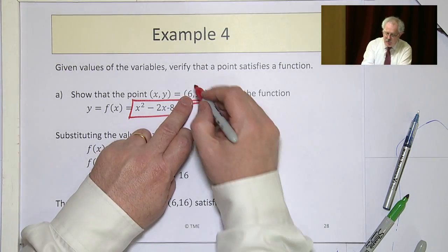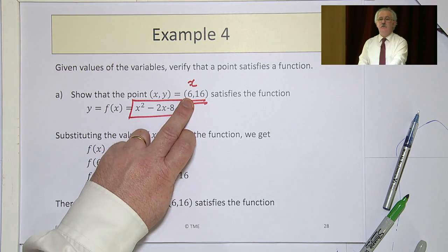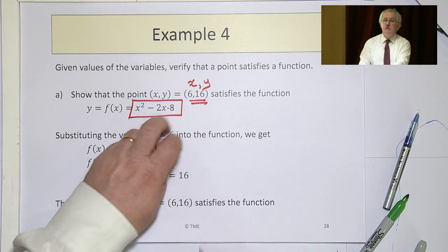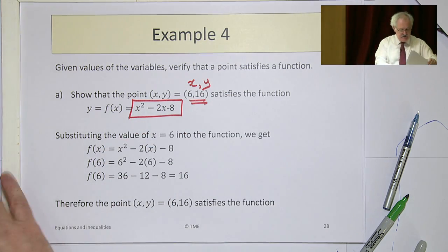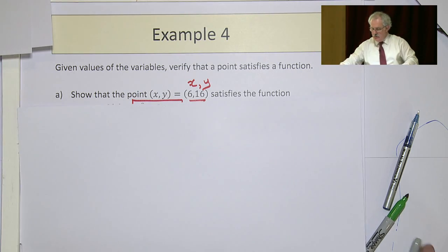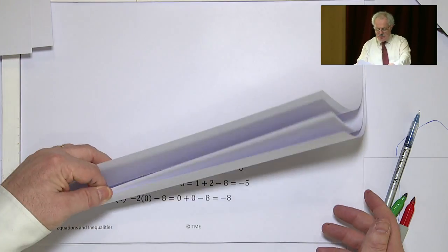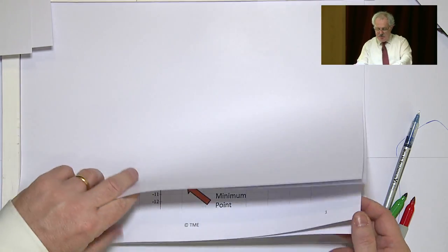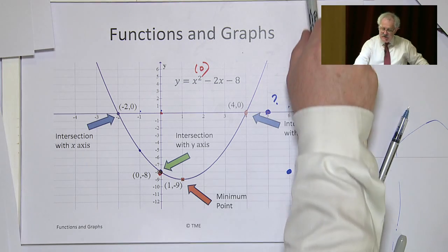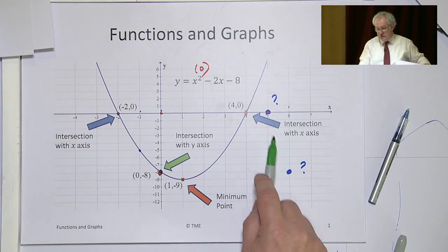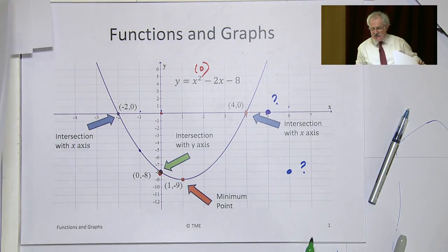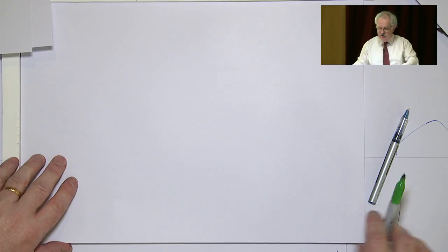Well, isn't it always that x is the first number and y is the second number? So working on that basis, we're asked, is (6, 16) on this graph? And let's see if it is. I don't know if it is. (6, 16), I would guess not. But we'll just see if it is. I'd say it's going a bit faster than that. But maybe it is. We'll see.